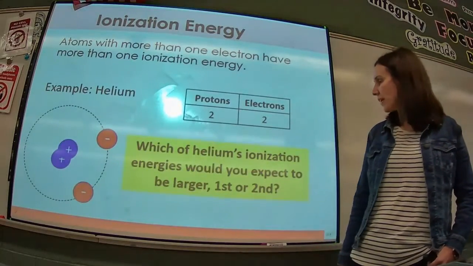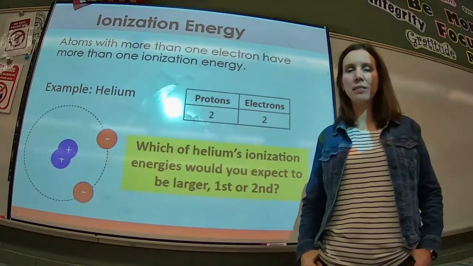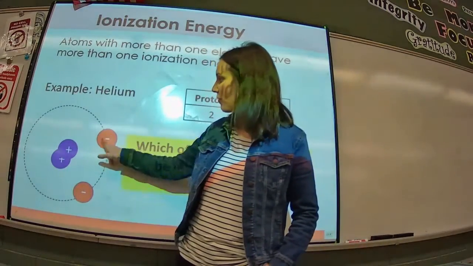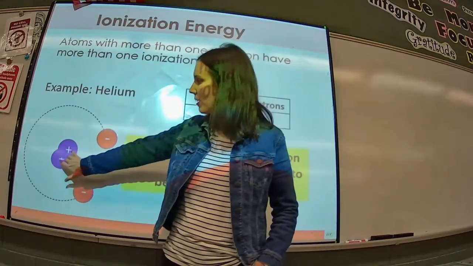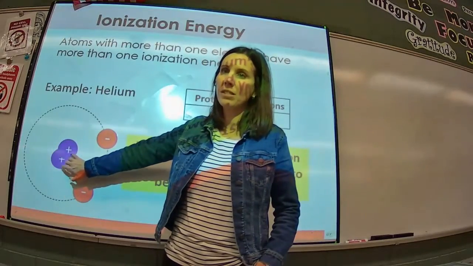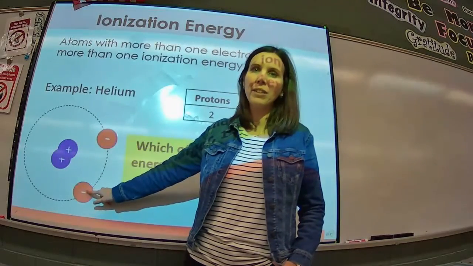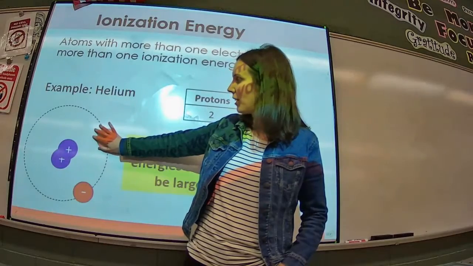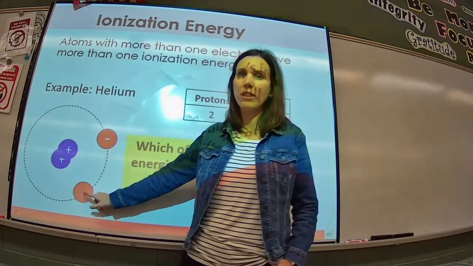So which of helium's ionization energies would you expect to be larger, the first or the second? What we need to look at is when we remove this first electron here, this first electron is attracted to these two protons in the center. However, it's also repelled by this second electron. So when we remove this first electron, there's a little bit of repulsive force from the electron that is right here.